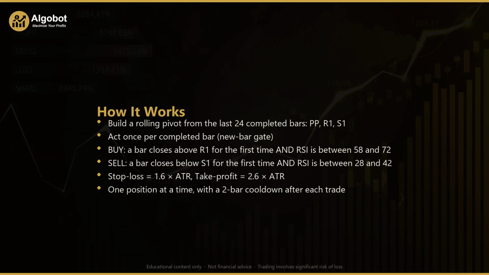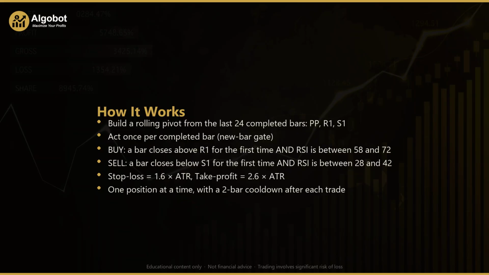The short side mirrors this exactly. The prior bar closes at or above S1. The breakout bar closes below S1, and RSI must fall between 28 and 42. That's the bearish momentum band, weak enough to show selling pressure, but not so weak that it looks exhausted.